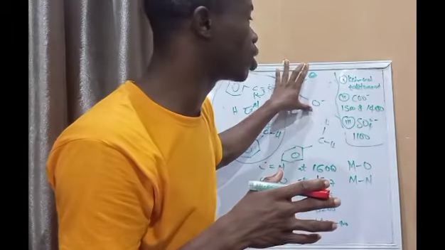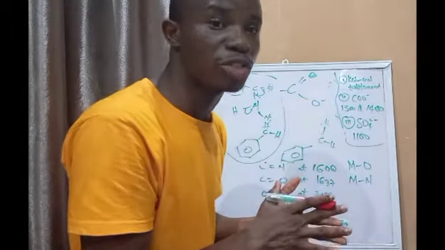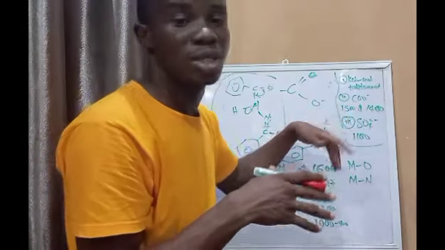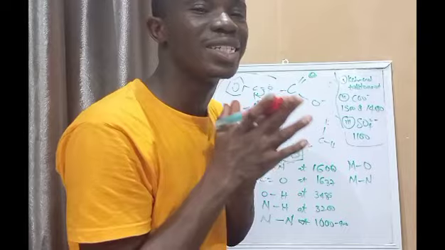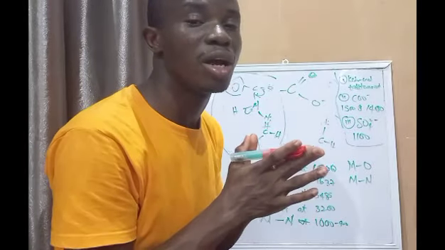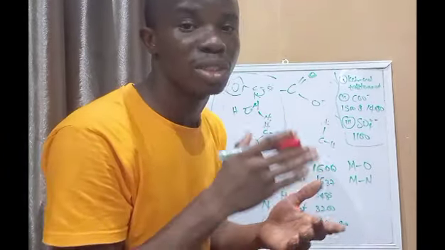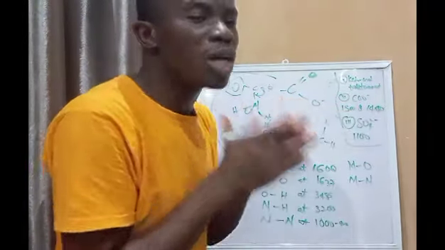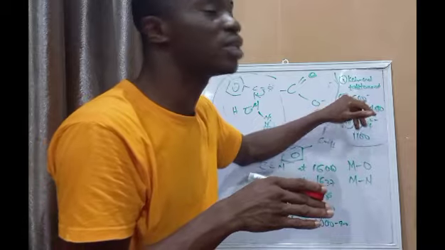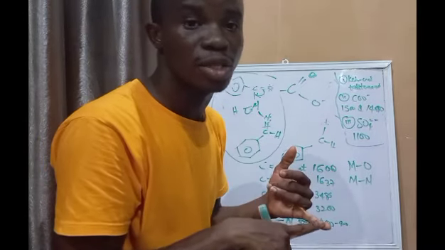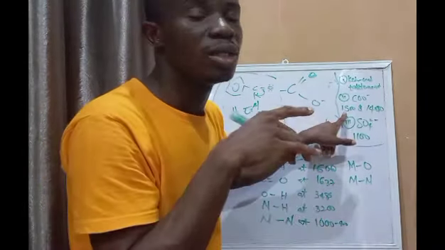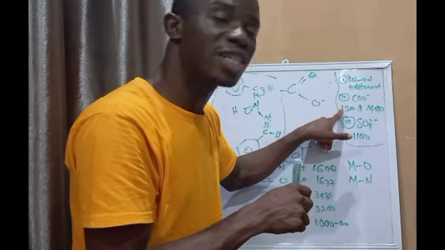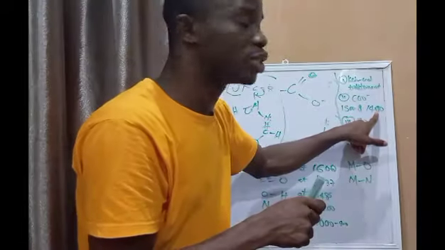There will always be two signals for the carboxylate ion, which is the asymmetric signal and the symmetric signal. The asymmetric signal is always around 1500, while the signal for the symmetric vibration is always around 1400. Now, what helps us to know whether this carboxylate ion is unidentate or bidentate is the difference between the vibrational frequency of the asymmetric and the symmetric.